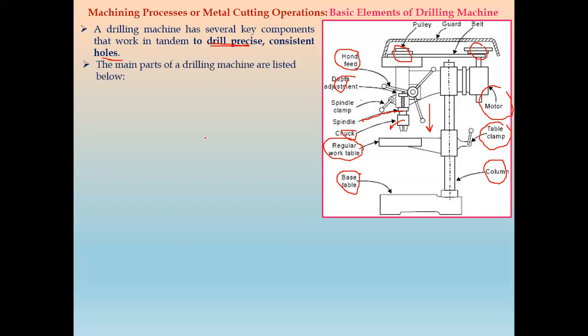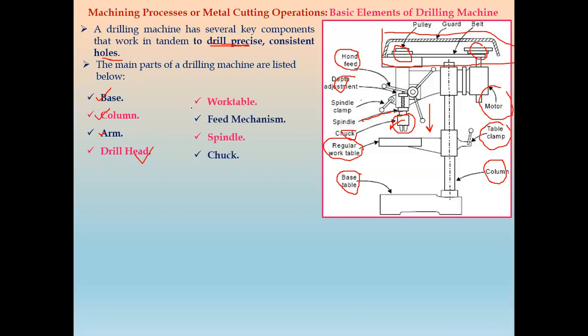The main parts of the drilling machine are listed below. The first part is the base. The second one is the column. The third one is the arm. So this part is called an arm. Next one is the drill head. This is the drill head where a drill bit is chucked, so it is a chuck type part.